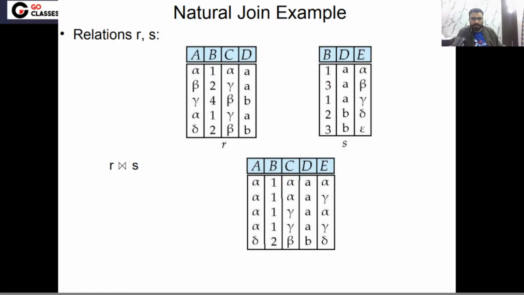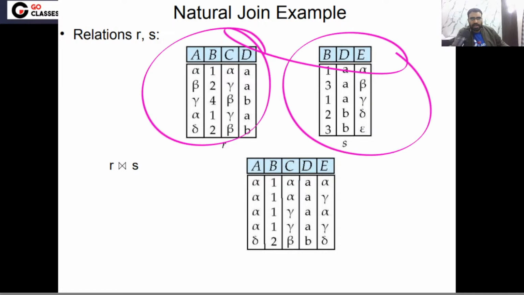Let's see this example. Here we have two tables R comma S and we want to perform the natural join R natural join S. Then what will we do? First we will find what the common attributes of R comma S are.